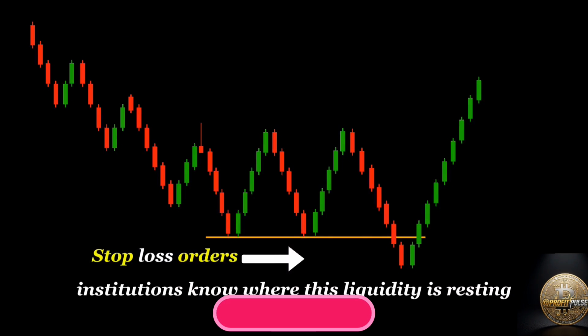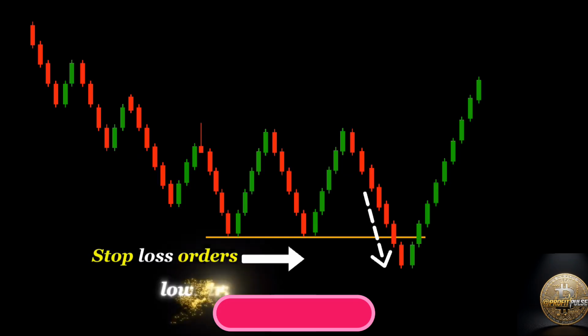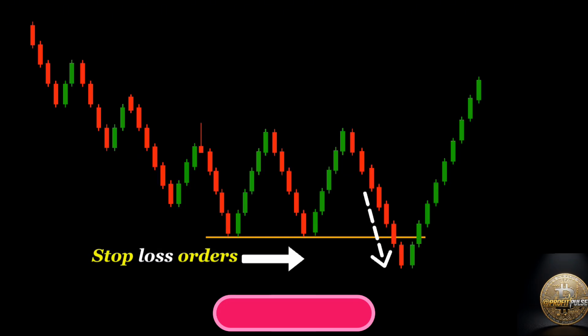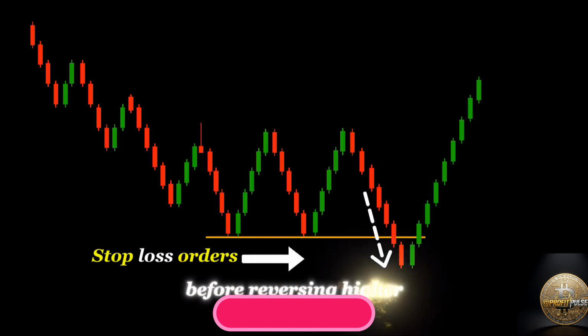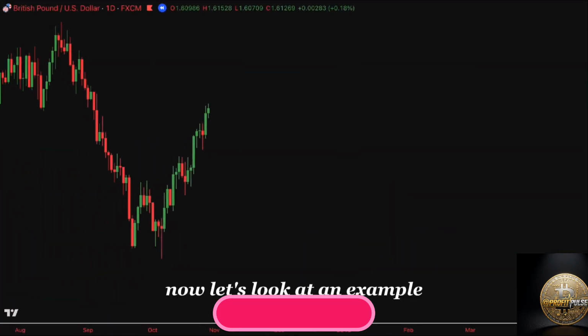Institutions know where this liquidity is resting. As a result, the market will often trade below these lows, trigger those stop losses, and make it look like the downtrend is about to continue. But many times, that move is simply the market collecting liquidity before reversing higher. This is called a sell-side liquidity sweep. Now let's look at an example.